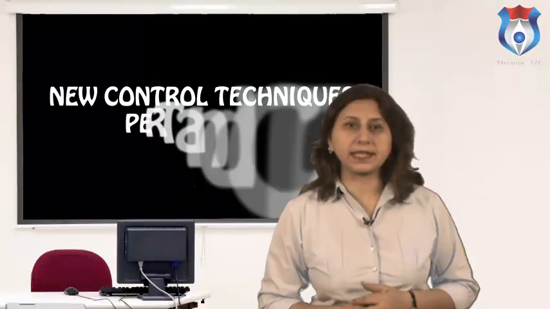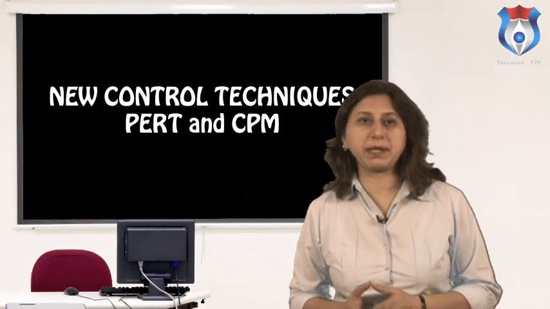New control techniques, PERT and CPM. PERT was first developed for the US Navy in connection with the Polaris weapons system and is credited with reducing the completion time of the program by 2 years.